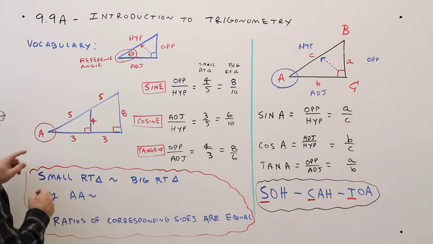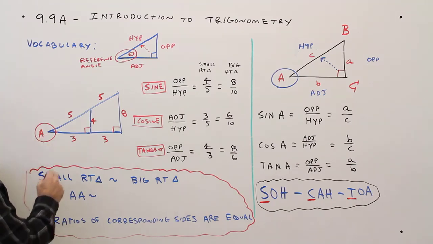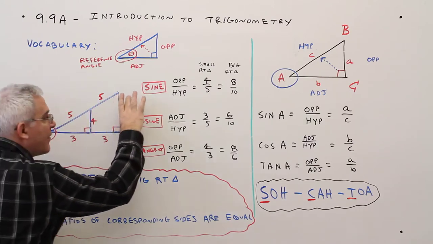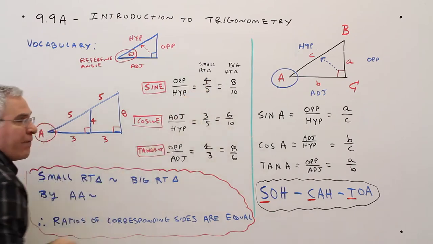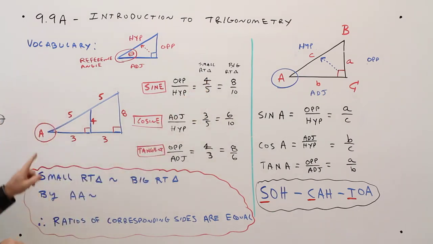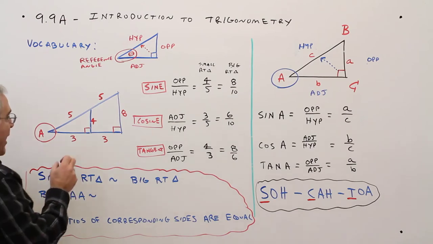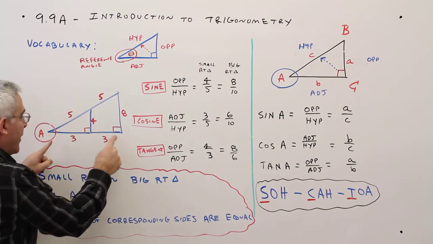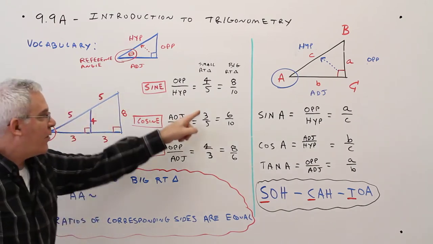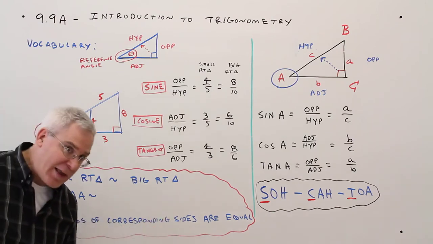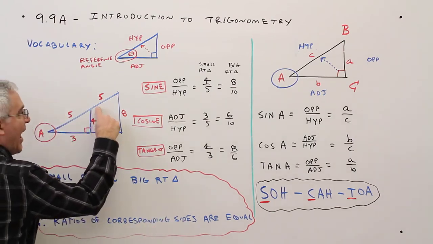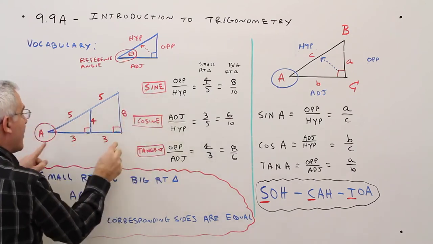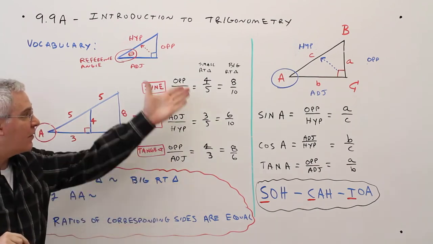Okay, so take a look. Let's call this my reference angle. This opposite over this hypotenuse is going to be equivalent to this opposite over this hypotenuse. 4 over 5 equals 8 over 10. Or I could take different ratios. I could say this adjacent side is to this hypotenuse would be equal to this adjacent side over that hypotenuse. 3 over 5 equals 6 over 10. Or I could take another ratio. I could say this opposite 4 over this adjacent 3 is equal to this opposite 8 over this adjacent 6.